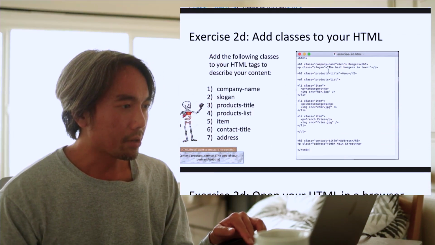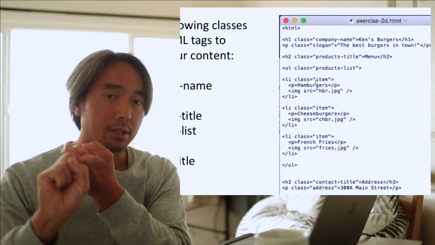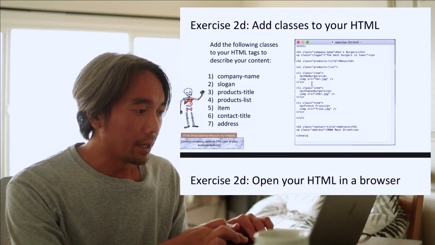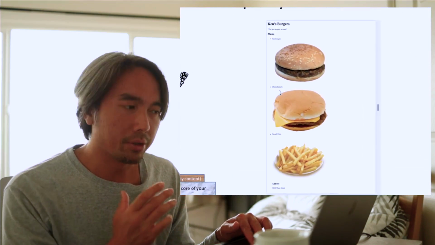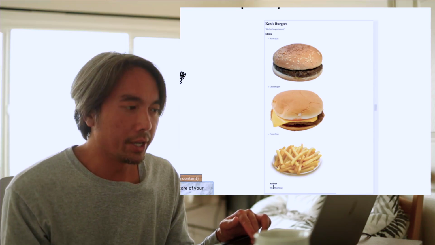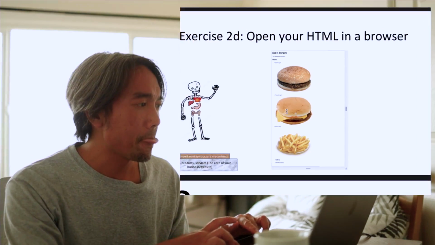Once you have your class names in your HTML, now, like I said, you have your hooks that you can put your style onto. The example here is just trying to show that even though you put in your class names and load it in the browser, nothing changed yet, because you haven't hooked any styles onto those class names yet.